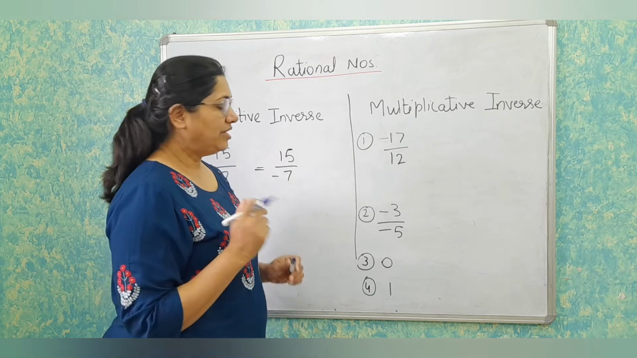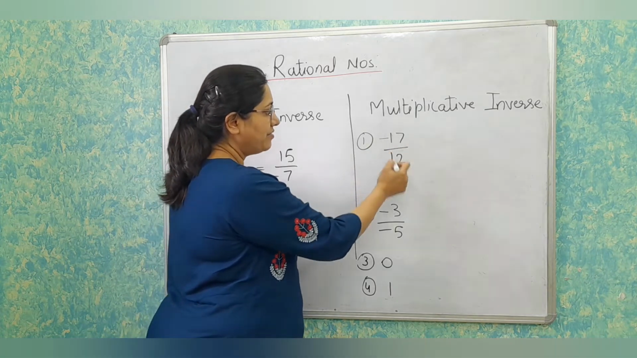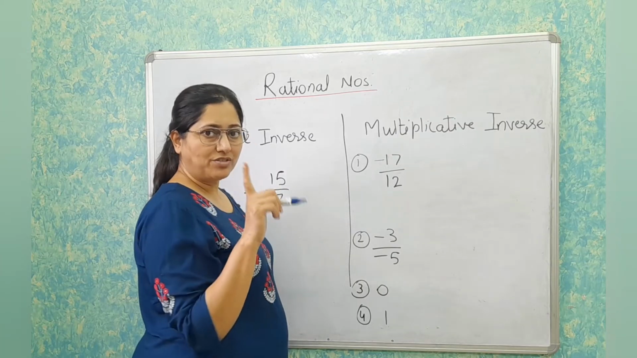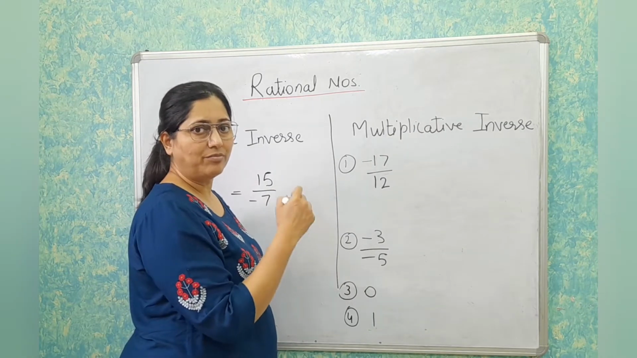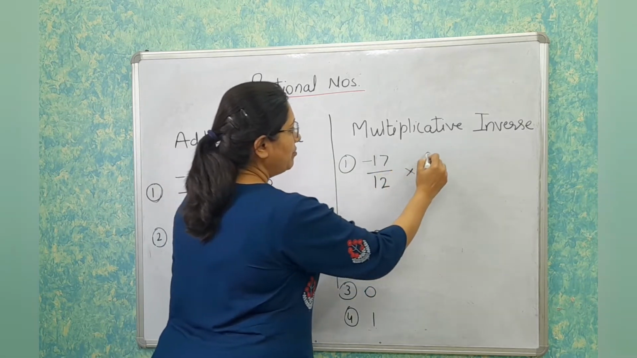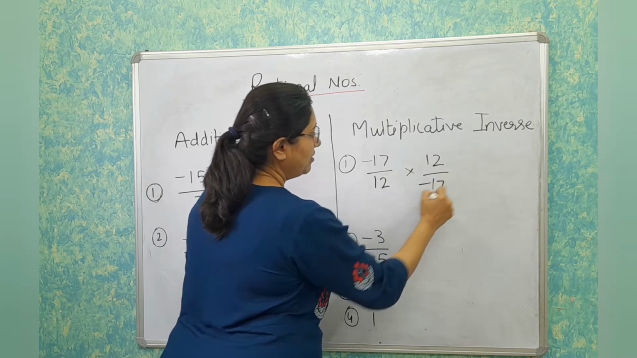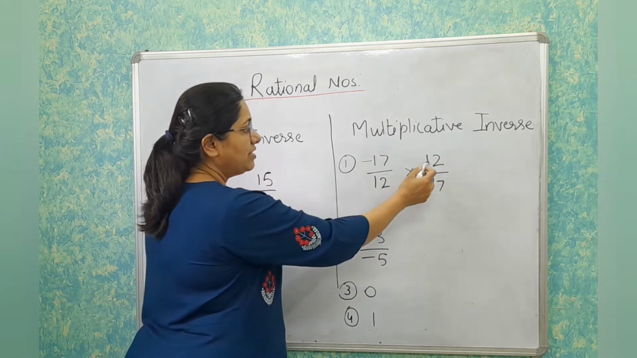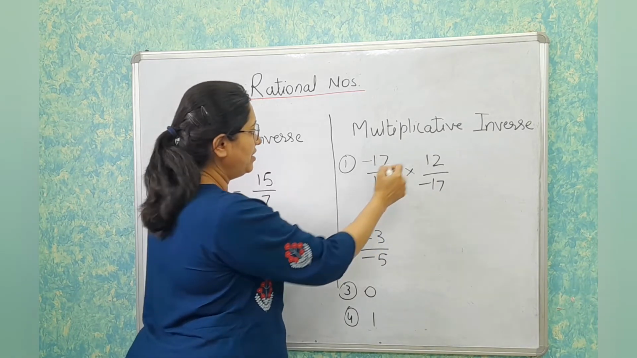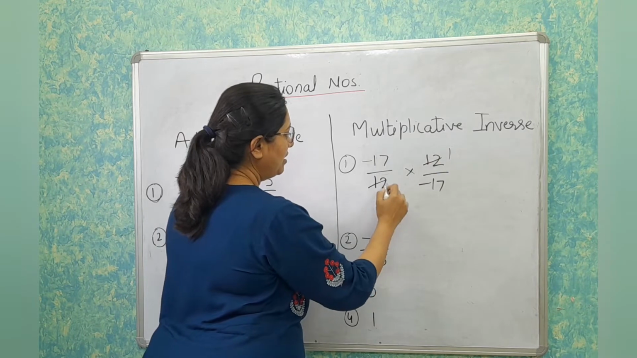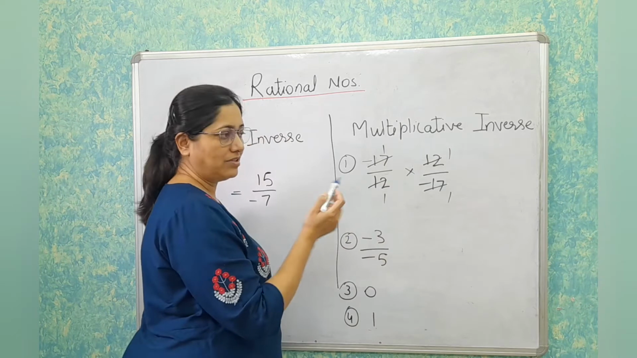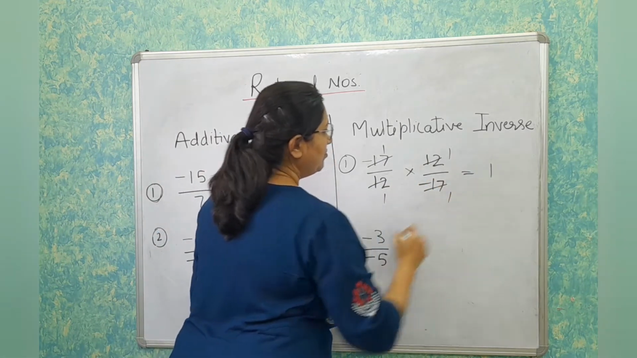is 1. It means if I multiply minus 17 upon 12 with a rational number and the product of these two rational numbers is 1, then only we can call them multiplicative inverse. And I can multiply minus 17 upon 12 with 12 upon minus 17. Then only this 12 will cancel this 12 and this minus 17 will cancel this minus 17. So I can say 12 ones are 12, 12 ones are 12, minus 17 ones are minus 17 and minus 17 ones are minus 17. Then only our answer will be 1.